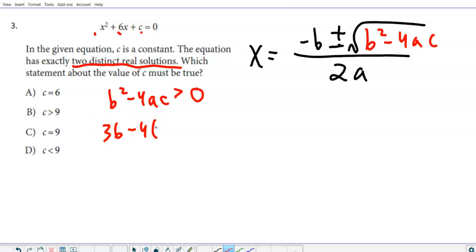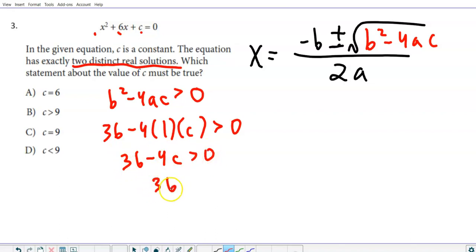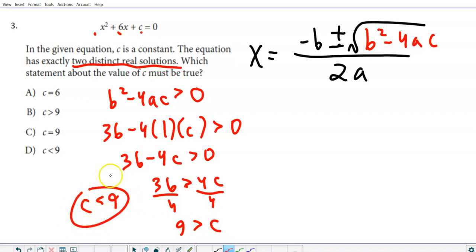1 times c is greater than 0. So I get 36 minus 4c is greater than 0. So 36 is greater than 4c. So I added 4c to both sides. Divide by 4, divide by 4. I get 9 is greater than c, or c is less than 9.